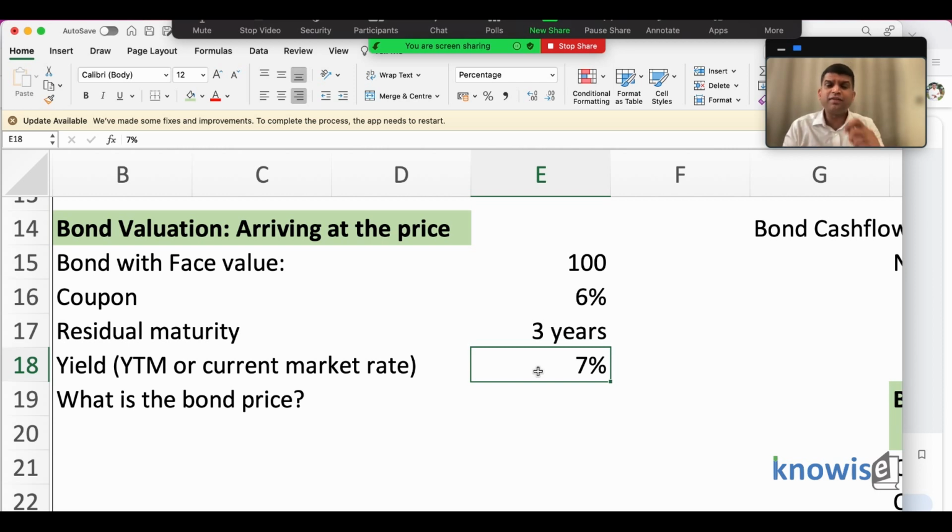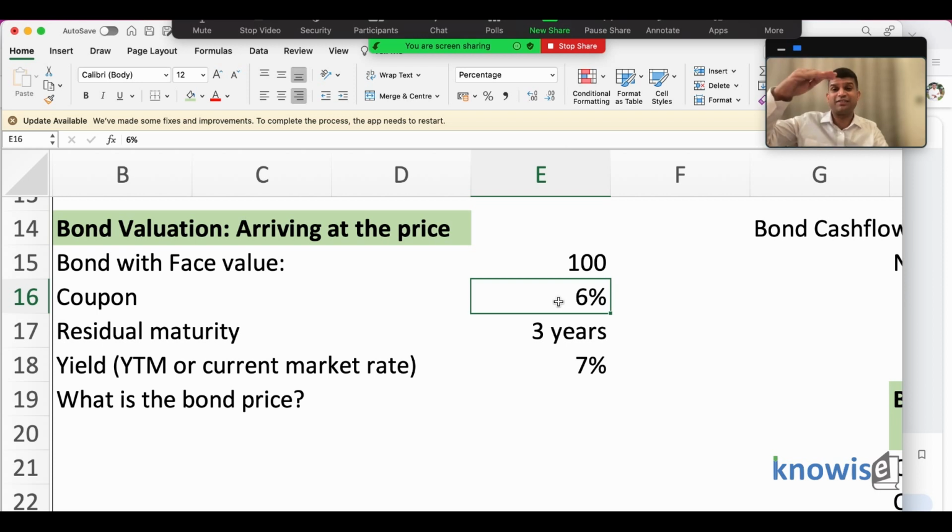Now, even without solving this particular question, how do we really arrive at the answer? Remember, it is very similar to the previous question, but we all know this thumb rule, right? If the interest rate in the market goes up, bond price goes down. In this example, the coupon rate is 6, whereas the market rate is 7. That means interest rates in the market have gone up. So ideally, the market price of the bond should be lower than the face value.